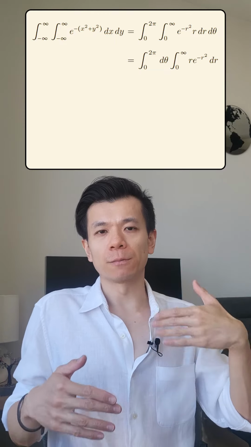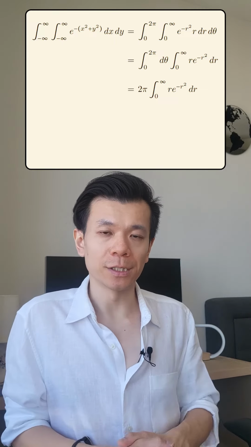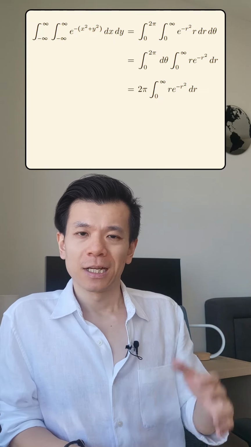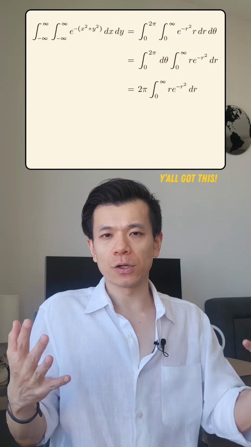So we can take the integral from 0 to 2 pi of d theta, that will give us 2 pi. And then separately from that, we can take the integral from 0 to infinity of r times e to the negative r squared dr. That's an improper integral that we can solve using substitution. I won't bore you with the details, but I'll just show the steps here on the screen.